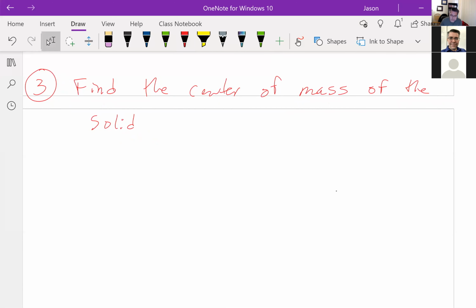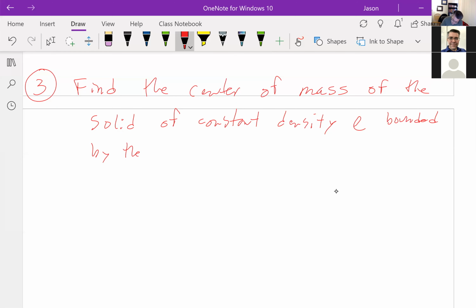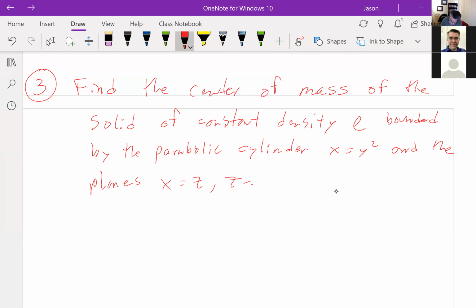Okay, so find the center of mass of the solid of constant density rho, bounded by the parabolic cylinder x equals y squared, and the planes z equals 0, x equals z, and x equals 1.